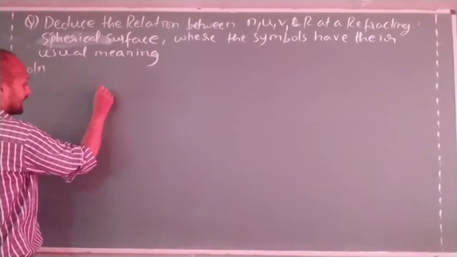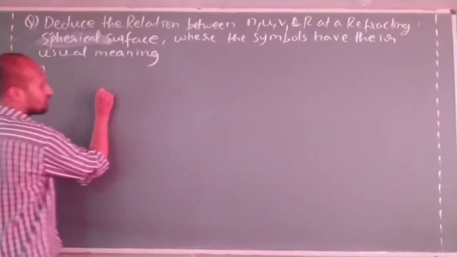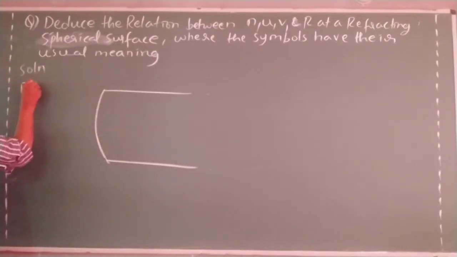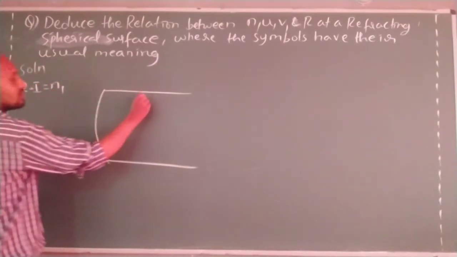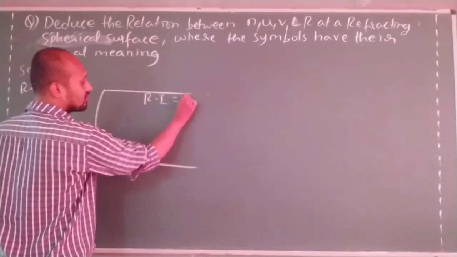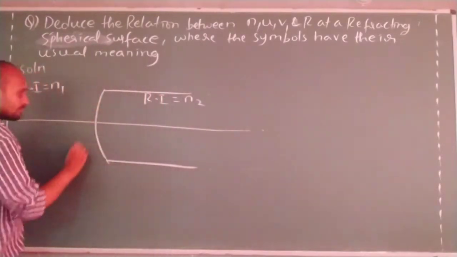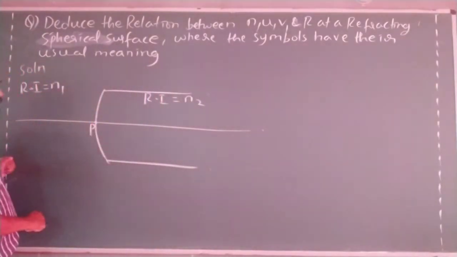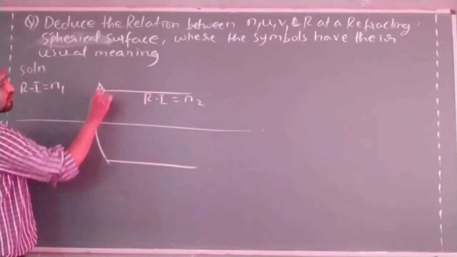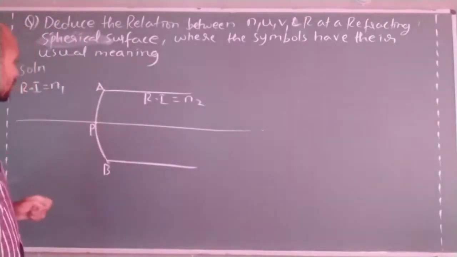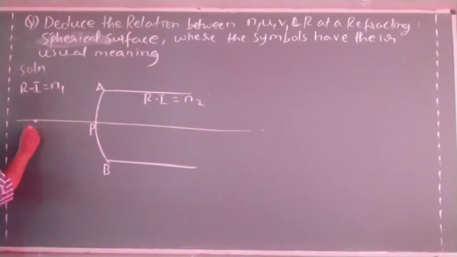So how to solve this? Let us take one refracting surface. Let's say the outside refractive index is N1. This is having refractive index N2. Okay? Let us take one principal axis. This point we call the pole. This refracting surface is AB. Now let me take one point object.